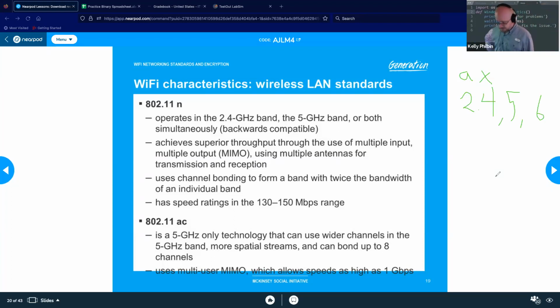802.11ax operates on 3 different bands: 2.4, 5, and 6. Nice, right? This gives us a lot of flexibility in Wi-Fi dense environments, places like apartment buildings, office buildings, things like that. We're going to have a lot of Wi-Fi routers in a very small area. These work very well in those types of environments.